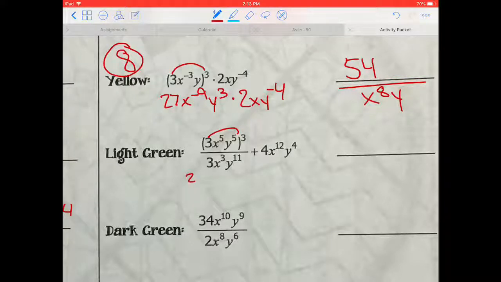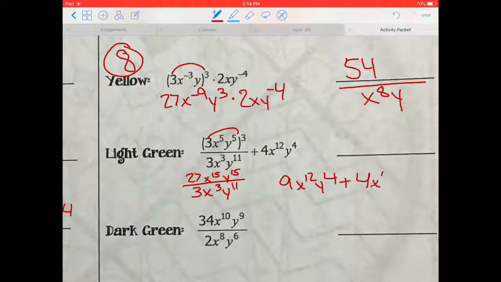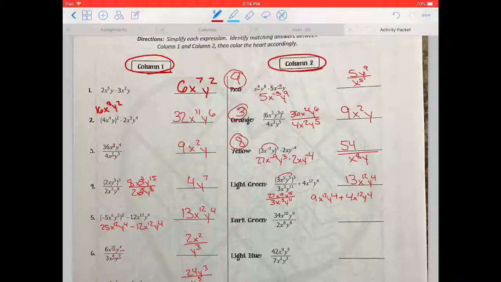All right, light green. 3 cubed is 27, x to the 15th, y to the 15th, divided by 3, x cubed, y 11. So 27 divided by 3 is 9, x to the 12th, y to the 4th. So you're going to add the 4, x to the 12th, y to the 4th. So that's 13, x 12, y 4. That was 5. All the 5s are light green.